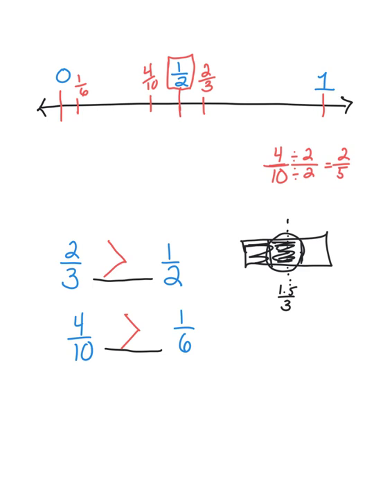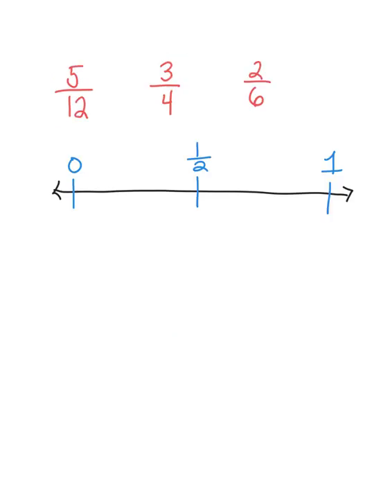Sorry. All right, we want to place 5/12, 3/4, and 2/6 on this number line. And we're going to be using, again, the number line with these benchmarks in it, 0, a half, and 1. And we're going to look at these three fractions and see where they would be placed according to these benchmark fractions.